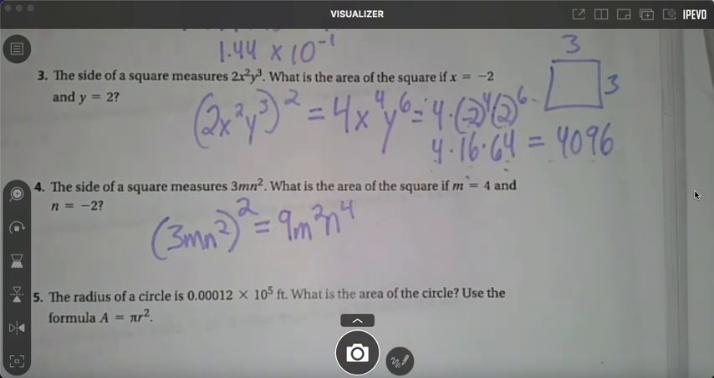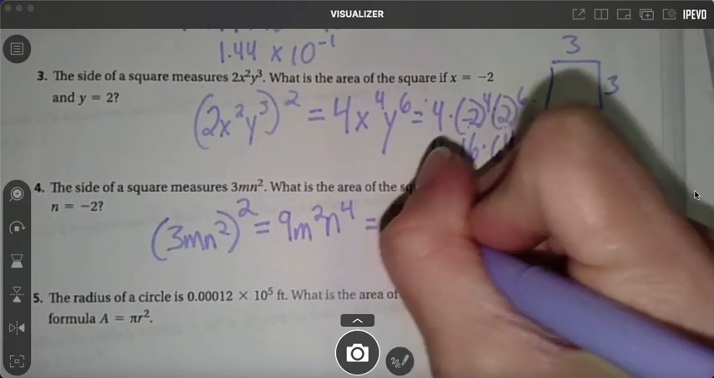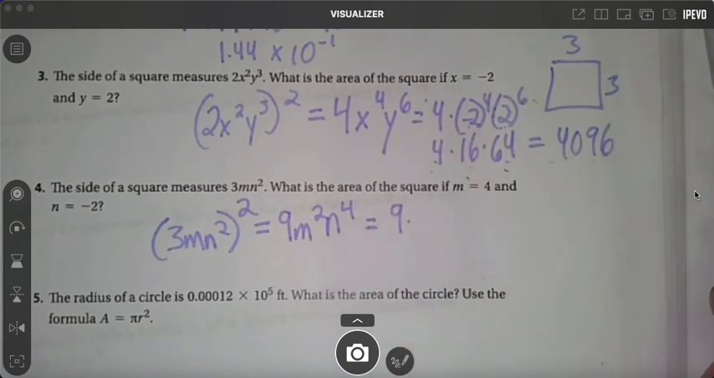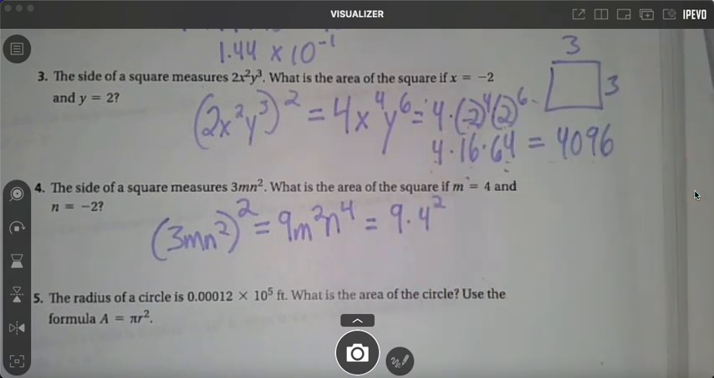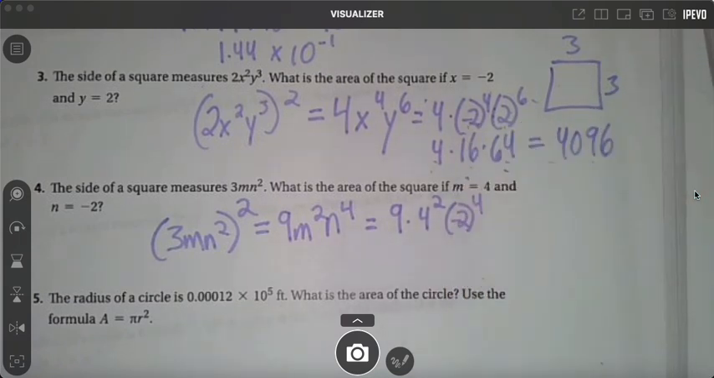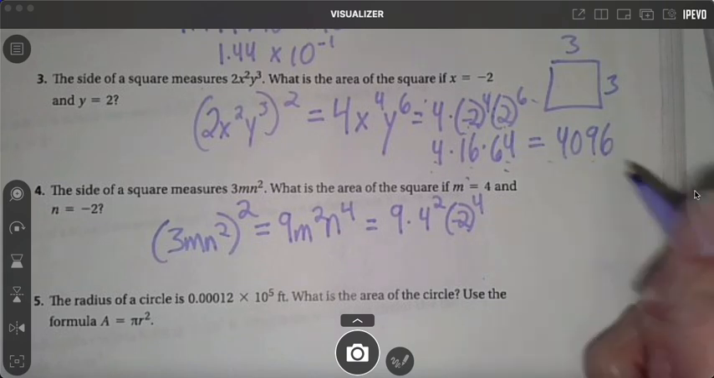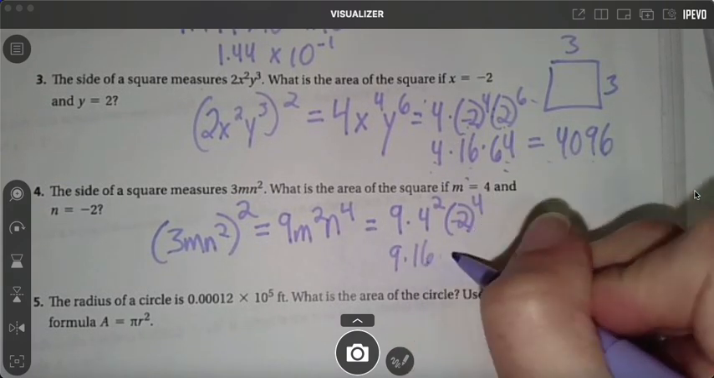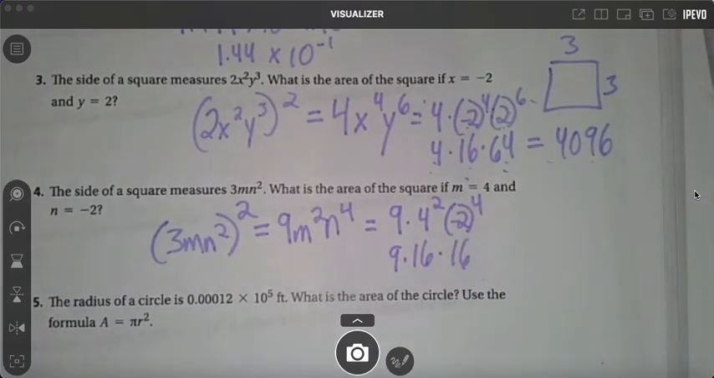Now what do we do? We plug in the 2 numbers that they give us for m and n. So I'm going to write down my 9. And instead of m squared, I'm going to write what? 4 squared. And instead of n to the 4th, I'm going to write what? -2 to the 4th. And you put it in parentheses because you're taking that -2 to the 4th power. Okay? So I have 9 times 16 times what? 16. That's right. And it ends up being positive.